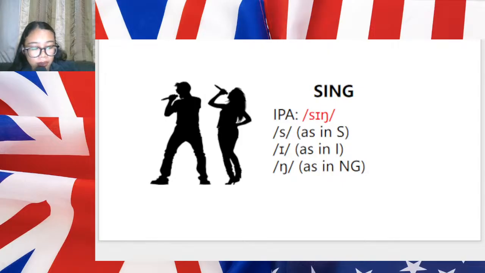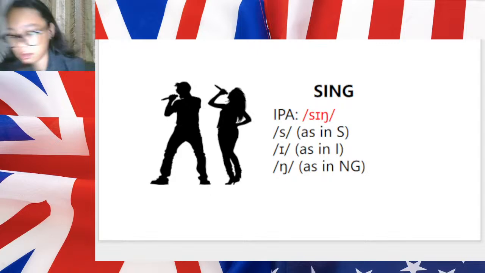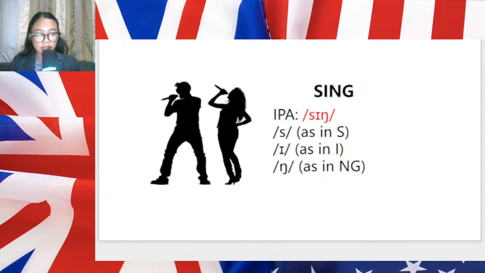When we try to pronounce the sound, pay special attention to that final ng sound. It's made by the back of your tongue touching the roof of your mouth, and the sound comes out through your nose. Practice it a few times. That's why it's a nasal sound. Okay.